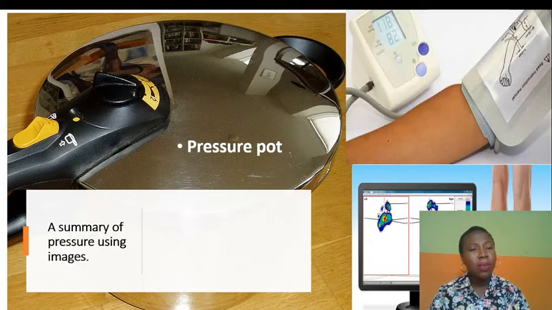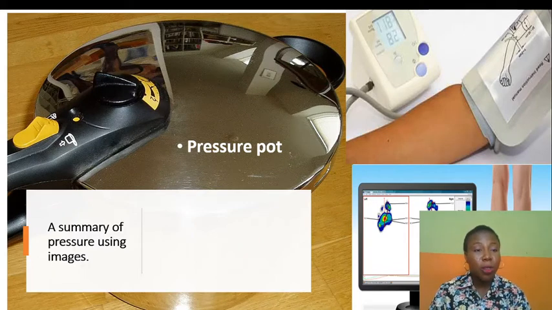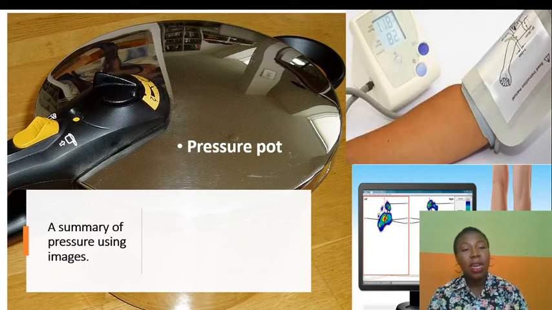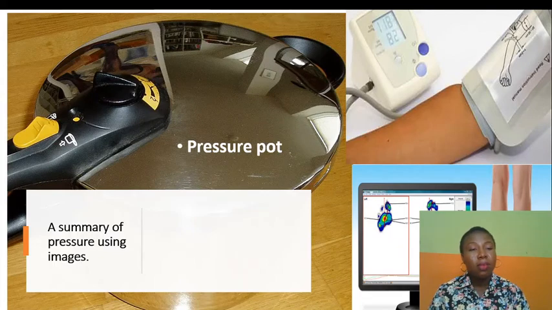We also have the pressure measuring machine, which we use for blood pressure. Once it is placed over the arm, the digital machine starts to read and you can know the level of your blood pressure.